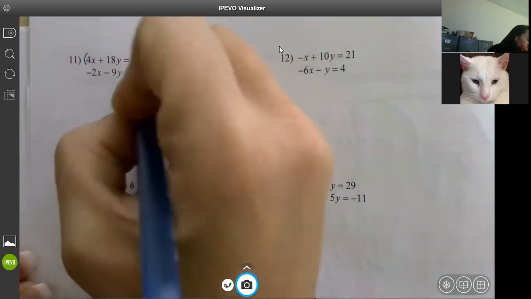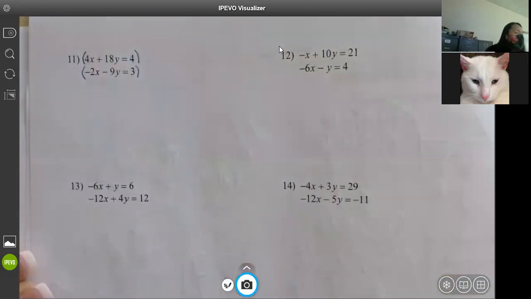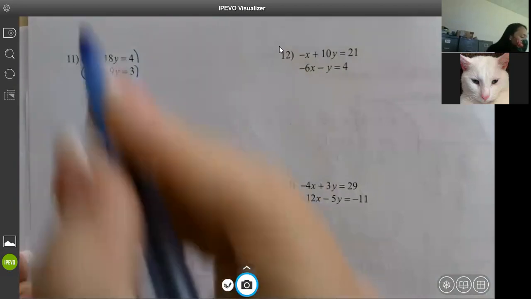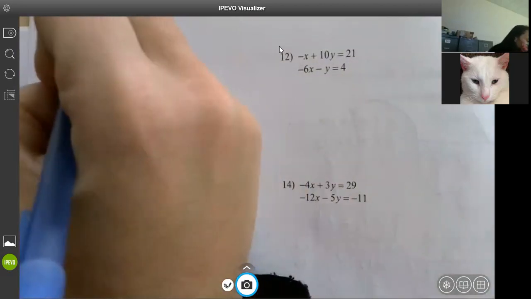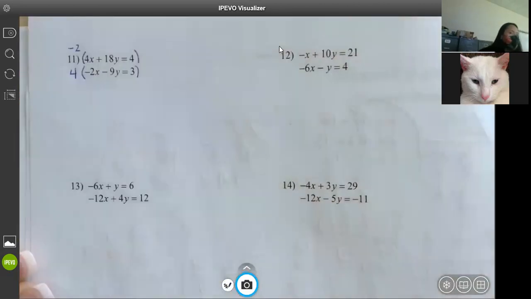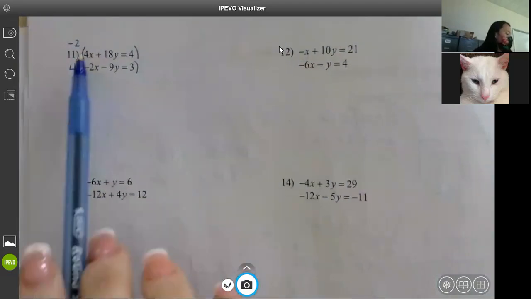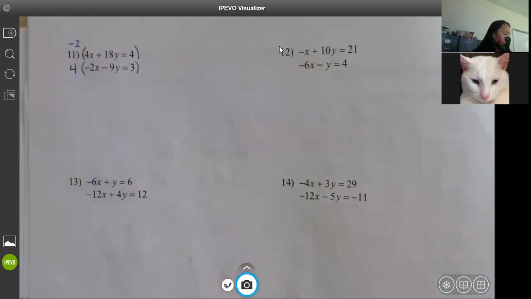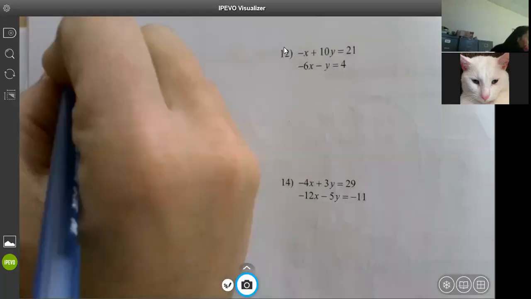So I'm going to put parentheses around them. And then I'm going to switch the first and the second numbers. So -2 and 4, just like this. And again, those came from the first numbers. I'm going to distribute that in and make two new equations.